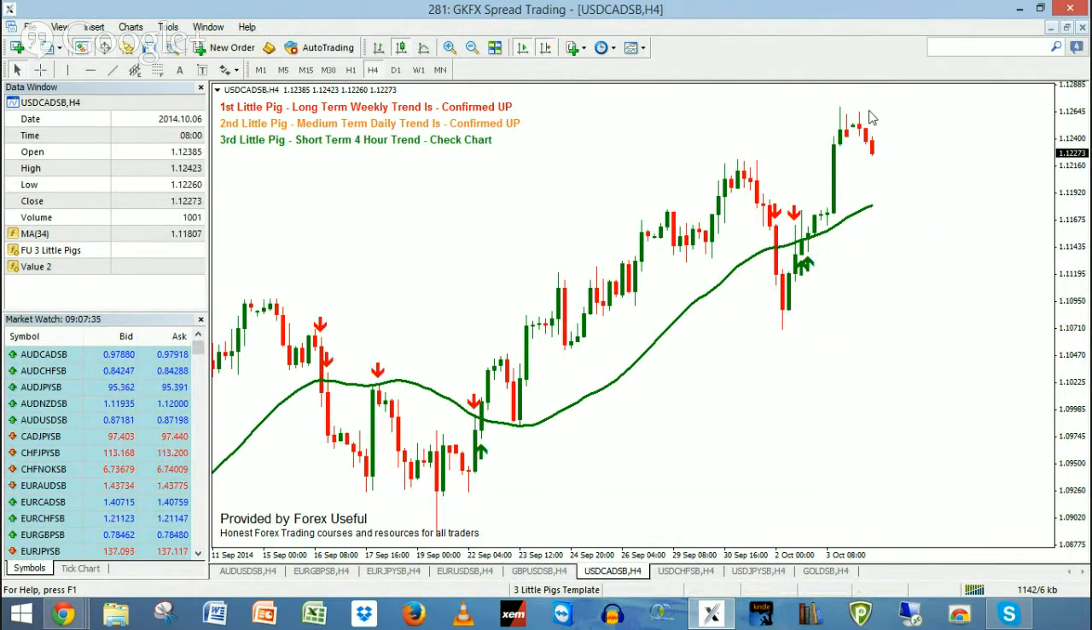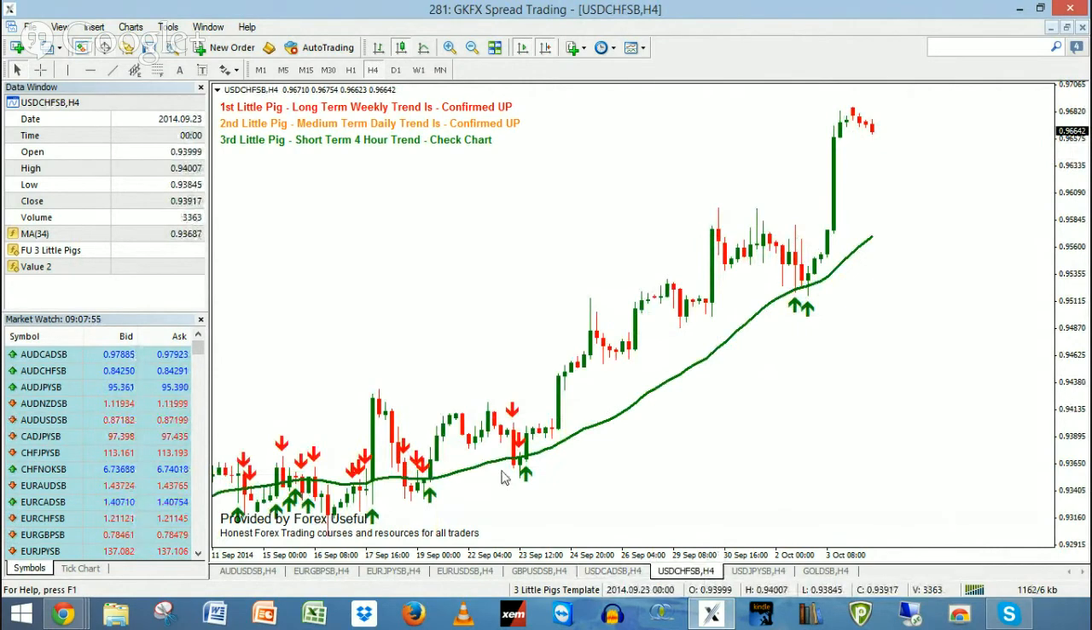So if USD CAD can continue upwards from here, we're going to make a really nice reward because we've got this really nice entry and tight stop here. So we've got a stop just behind the moving average here, and allows us to make really nice profits here if USD CAD continues now up north.